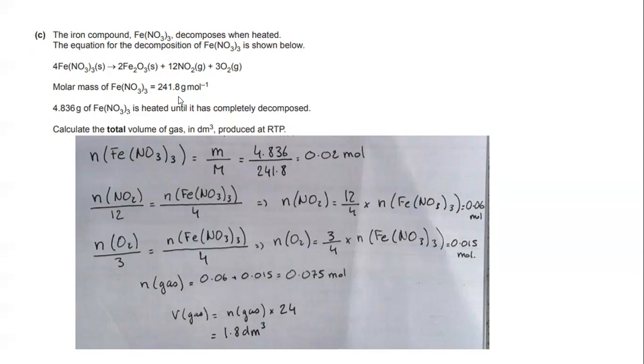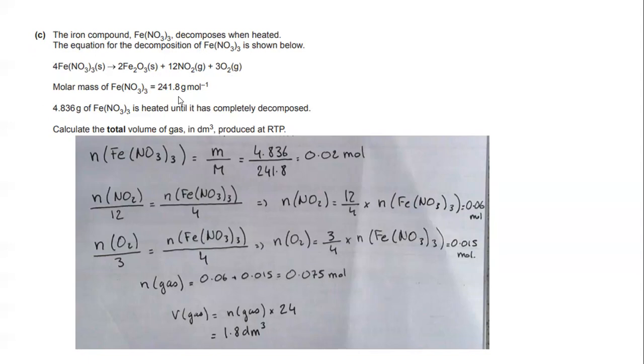Then remember the easiest way to find out the number of moles produced. The number of moles of NO2 divided by its coefficient, 12, is the number of moles of iron nitrate divided by its coefficient, 4. So the number of moles of NO2 is 12 divided by 4 times 0.02, which is the initial number of moles of iron nitrate, and that is 0.06 moles.